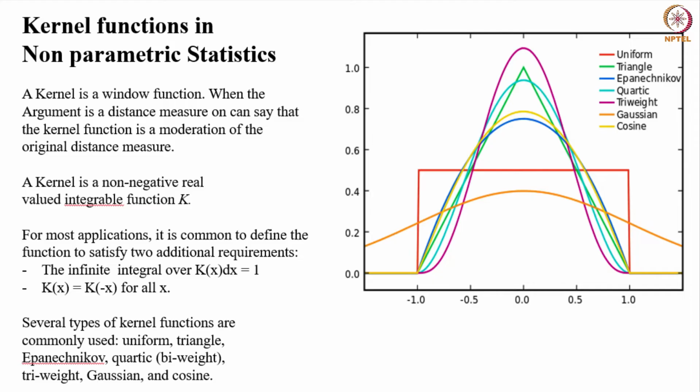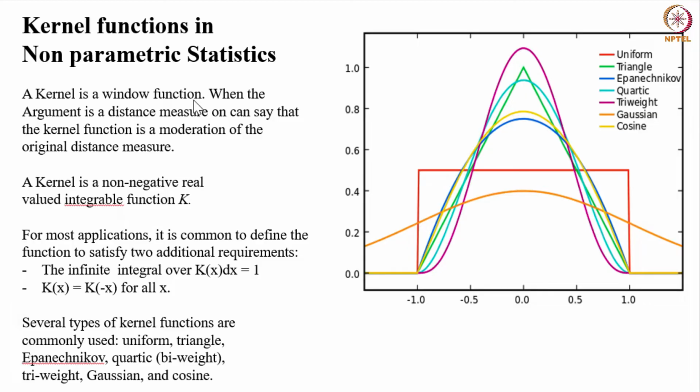So a kernel function is a concept imported from non-parametric statistics. One can say a kernel is a window function that is defined over a certain window. When the argument to the function is a distance measure, one can say that the kernel function is a moderation of the original distance measure, which means that the effect of the distance is moderated.